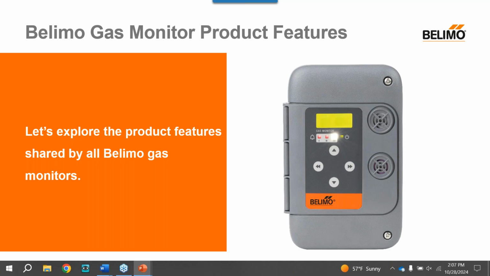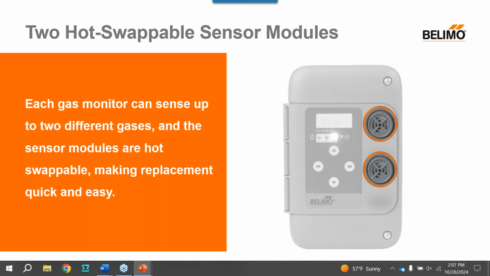All right, so those features were specific to vehicle emissions, but what features and benefits do all Belimo gas monitors have? So one, each monitor can detect and sense up to 2 different gases, and the sensor modules are hot swappable. That means when sensor modules need to be replaced, just open the cover, pop out the old ones, pop in the new ones, register it, and it's good to go. There's no need to power down the device.